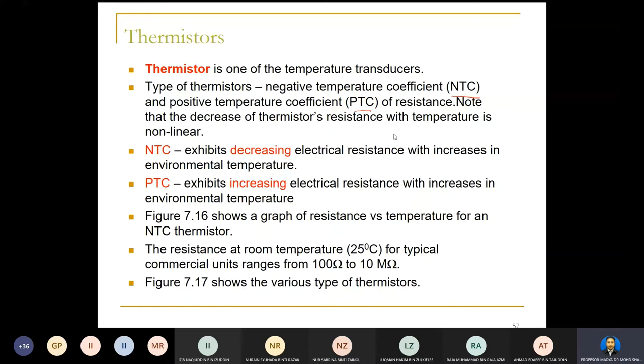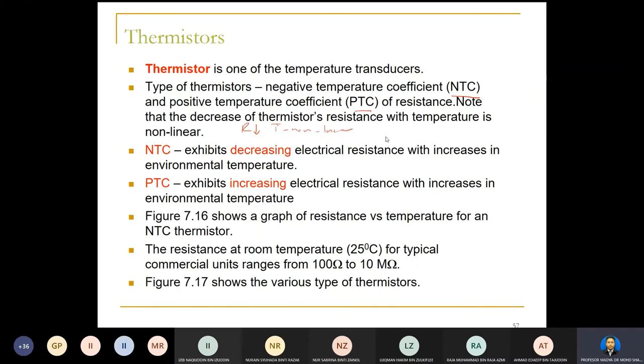Positive temperature coefficient. Note that the decrease of the thermistor resistance with temperature is non-linear. This means our R will decrease, and the relationship with temperature T is non-linear. It's not linear. So NTC is the negative.